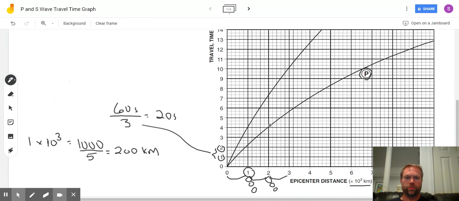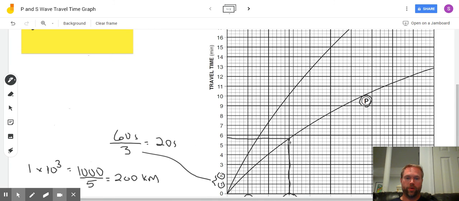And to use this, let's say we want to figure out how long would it take a P wave to travel 3,000 kilometers. Well, if I go up until I hit the P curve right here, it takes about 5 minutes and 40 seconds for a P wave to travel 3,000 kilometers. Well, how long does it take an S wave? Well, S waves are slower moving waves, so it's going to take longer. If I continue up until I hit the S curve, it takes an S wave almost double the amount of time. It takes an S wave 10 minutes to travel 3,000 kilometers.